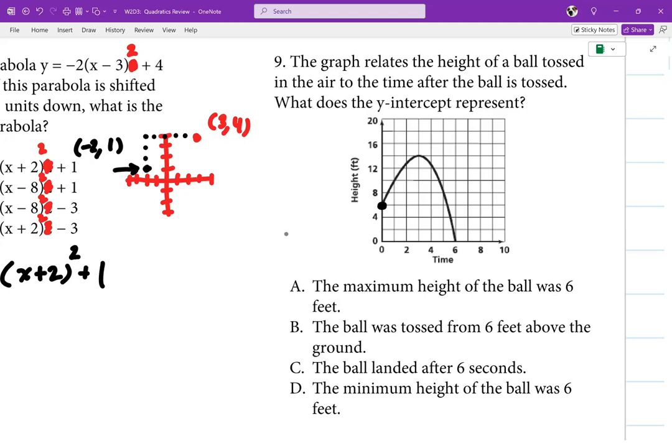But let's see. To answer this question, what does the y-intercept represent? The maximum height of the ball was 6 feet. Nope, max height is 14. The ball was tossed from 6 feet above the ground. That sounds about right. The ball landed after 6 seconds. That is true, but that's not the y-intercept. That's the x-intercept. The minimum height of the ball was 6 feet. Well, that's not true because it eventually reached the ground. So it has to be B. That's when they tossed the ball. Okay, and there you go.